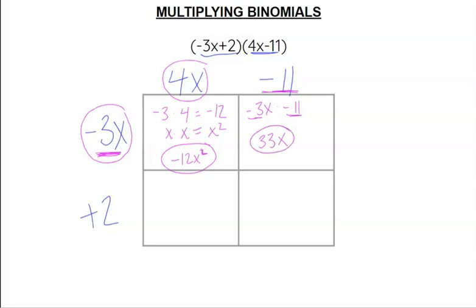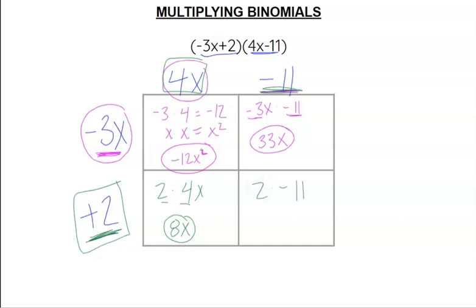Now we're going to do the same thing with that bottom row. We're going to do 2 times 4x. 2 times 4 is 8. And then we keep the x with that value. And then we're going to do 2 times negative 11. Positive times a negative is a negative. 2 times 11 is 22.